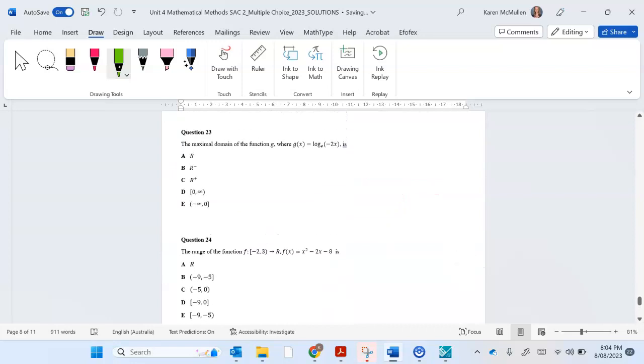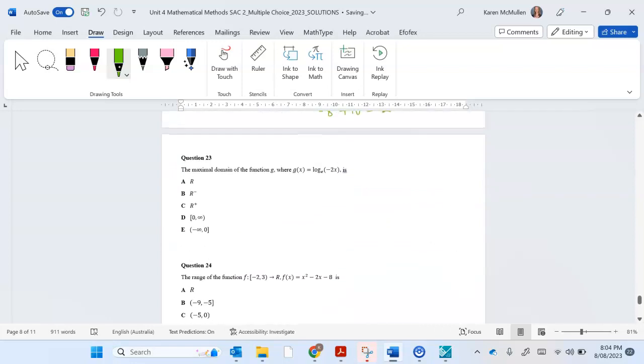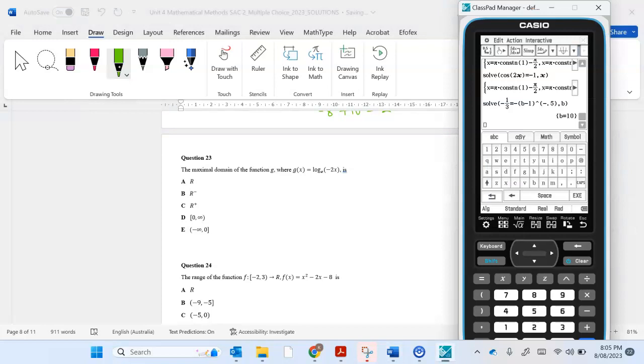All right, question 23. The maximal domain of the function g is, so you could sketch this, which is probably what I'm about to do.